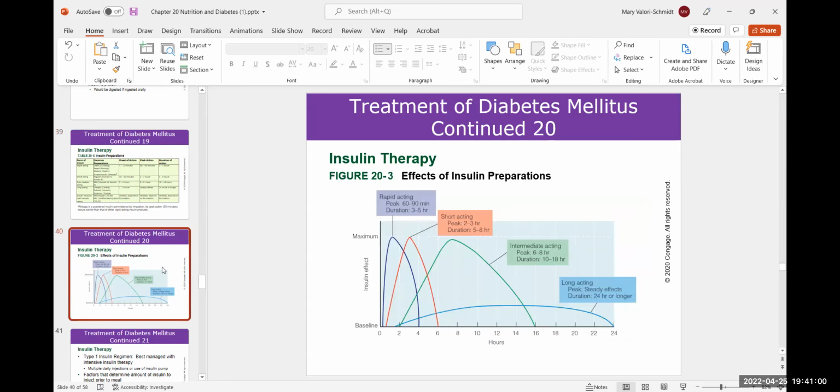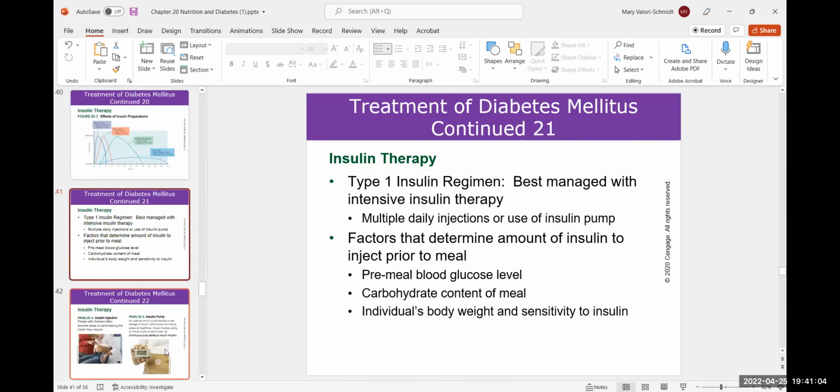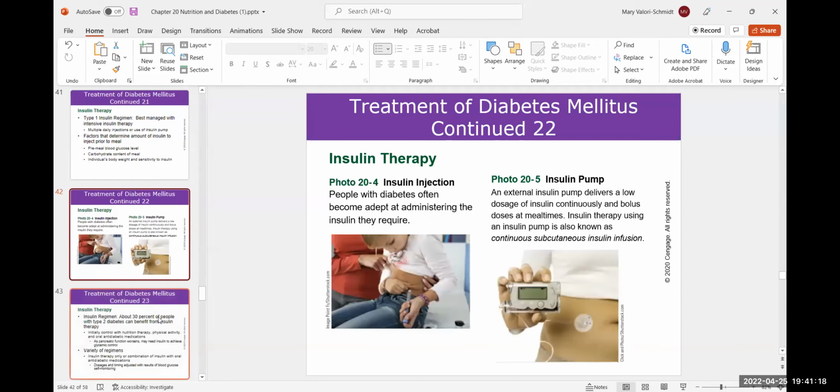And understanding what they're on, so they understand when they should eat, what they should eat, when they should exercise. All those things are so important. For type 1, most type 1 diabetics now are using insulin pumps, which are fabulous. They really make it a little bit easier because it's very cumbersome, where back in the day, people would have to self-administer insulin.